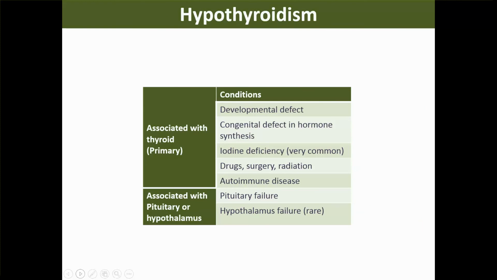So let's go to hypothyroidism. We again classify them into two groups, but it is very simple. It's not so confusing like hyperthyroidism. Primarily, if there is some problem in the thyroid gland, it is called primary hypothyroidism, and you can say that it's a developmental defect. I gave a real-time example actually.